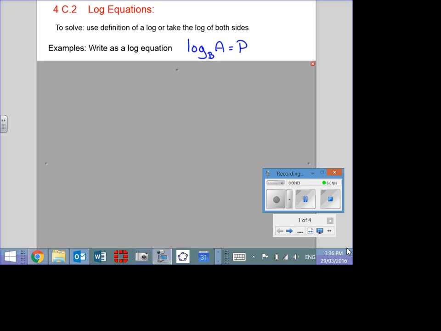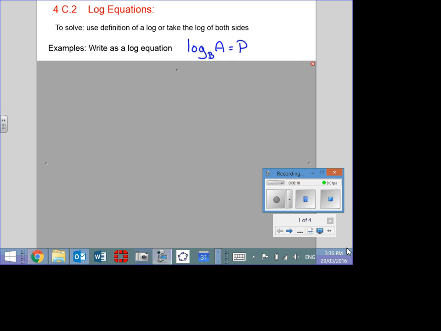Hello, IB. We're going to go ahead and continue with 4C2, which now that we know a little bit more about logarithm equations versus exponential equations and how they are related, we're going to take a look at how that will help us solve equations when they're written in various forms.